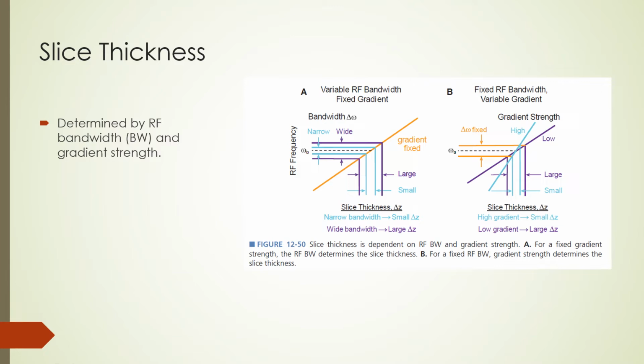The images shown here describe the process of slice thickness selection. For a fixed gradient strength in figure A, the slice thickness is determined by the bandwidth. A narrow bandwidth produces a thin slice, and a wide bandwidth produces a thick slice. For a fixed bandwidth, the slice thickness is produced by varying the gradient strength. A strong gradient produces a thin slice, and a weak gradient produces a thick slice.